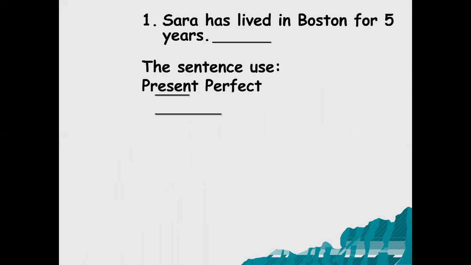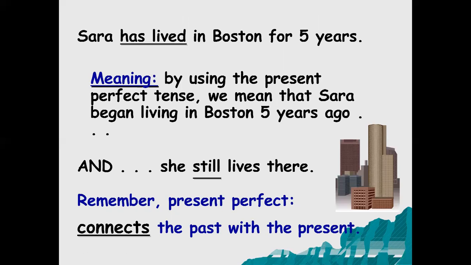Sarah has lived in Boston for 5 years. So has lived here is the use of present perfect, because we need to add verb 3 and we need to put has or have in front of the verb. So the meaning of this sentence is, by using the present perfect tense, we mean that Sarah began living in Boston 5 years ago and she still lives there.